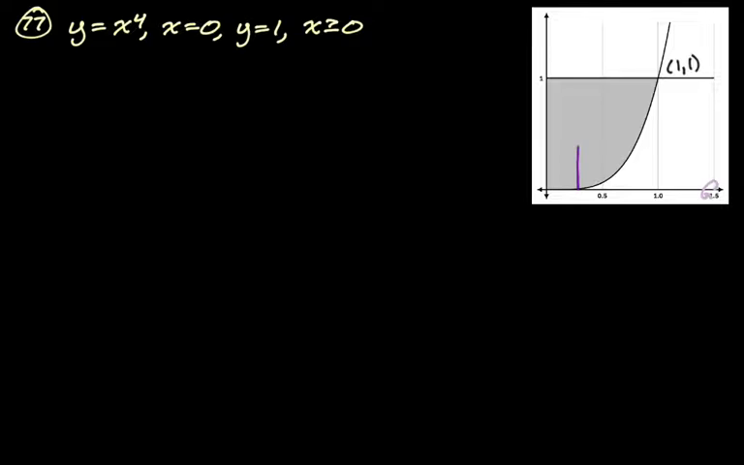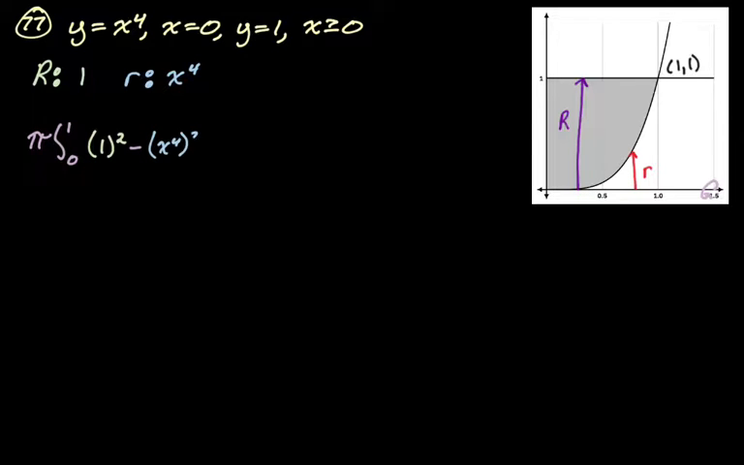Going around the x-axis, we're going to have a big radius, and we'll have a little radius. So our big radius is just y equals 1. Our little radius is actually just y equals x to the 4th. So in this case, we're going to have to do pi times the integral. So we're doing big volume minus little volume, right? So you're going to go from 0 to 1. The big volume will be the big radius squared, so that's the quantity 1 squared. Minus the little volume will be the little radius squared, which is the quantity x to the 4th squared. And then all of that is dx.